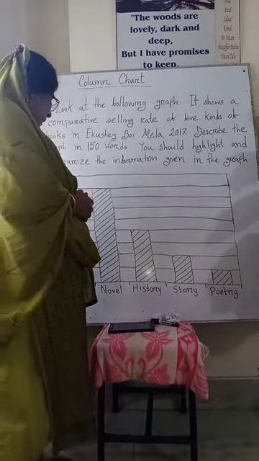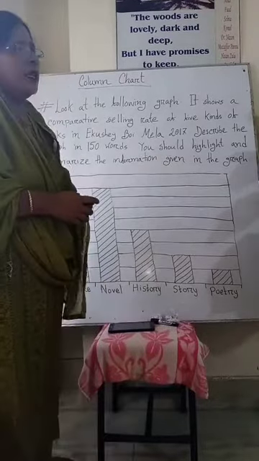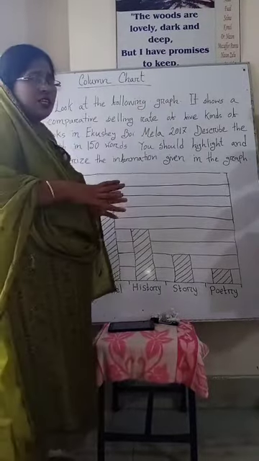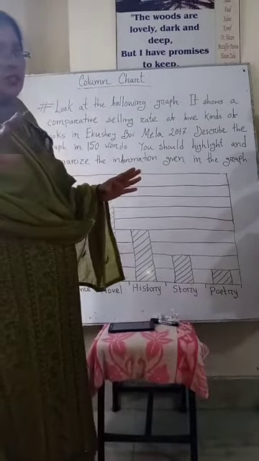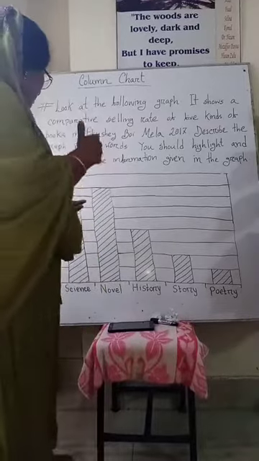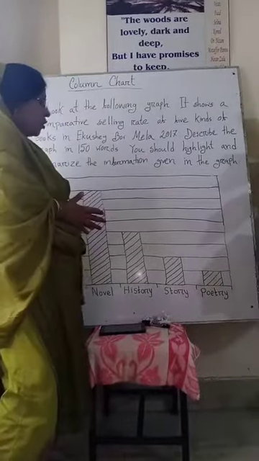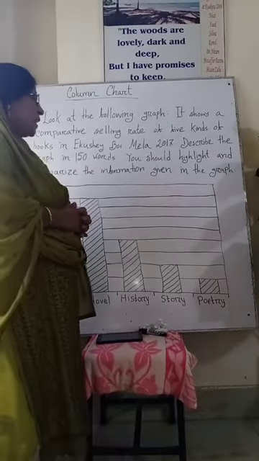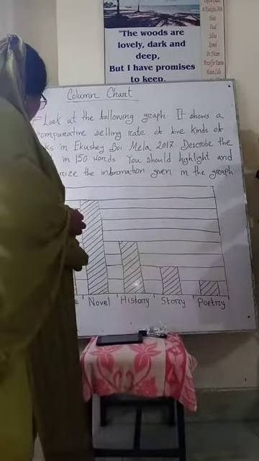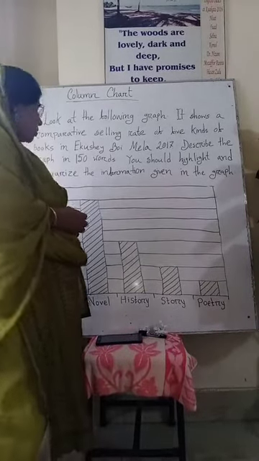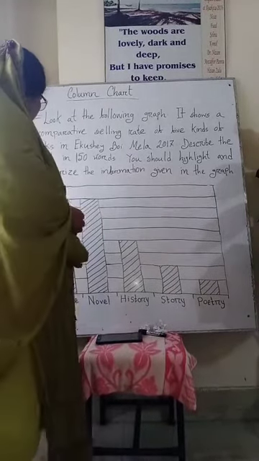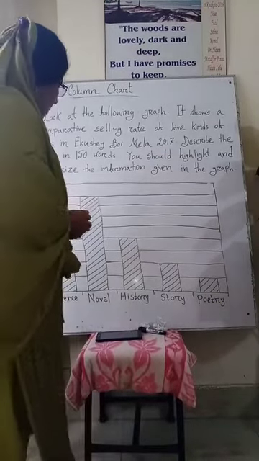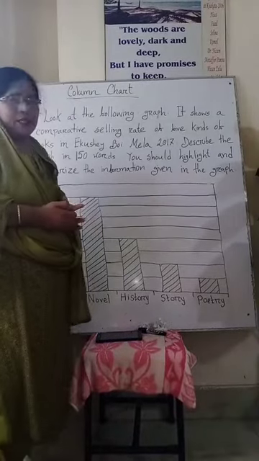And we can say that in the selling rate, novel is the highest and poetry is the lowest selling rate. Comparatively, poetry is the lowest selling rate and novel is the highest selling rate. It is the highlight. And here we also find that science books are also at a good rate comparatively, and history and story books are in the middle position. Here it is the highlighting.